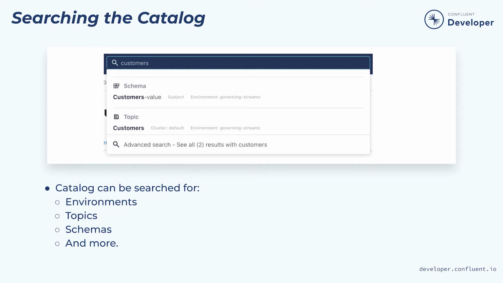The Confluent Cloud UI includes a search box where you can enter any keyword you wish to find. It will search environments, topics, schemas, and more to find the search term. It will then provide a set of results based on your search. For example, if we had a topic named customers and a schema attached to that topic, searching for customers would return both in the results.